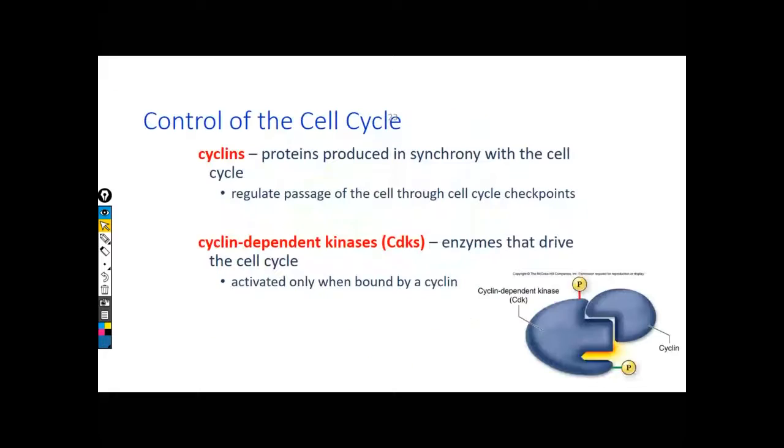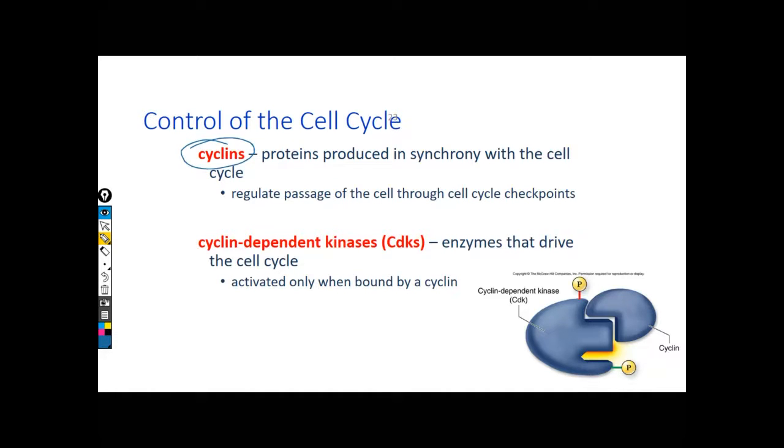Okay, let's take a peek of this. Starting and thinking about growth checkpoints. Excuse me. The two major pieces we need for these checkpoints are called cyclins, cyclin-dependent kinases. Okay. Both are made out of our favorite biomolecule, proteins. Okay, so let's start by talking about cyclins.